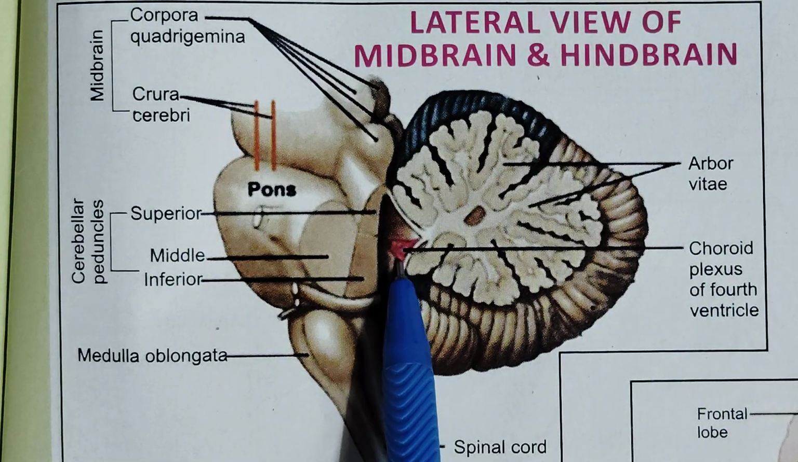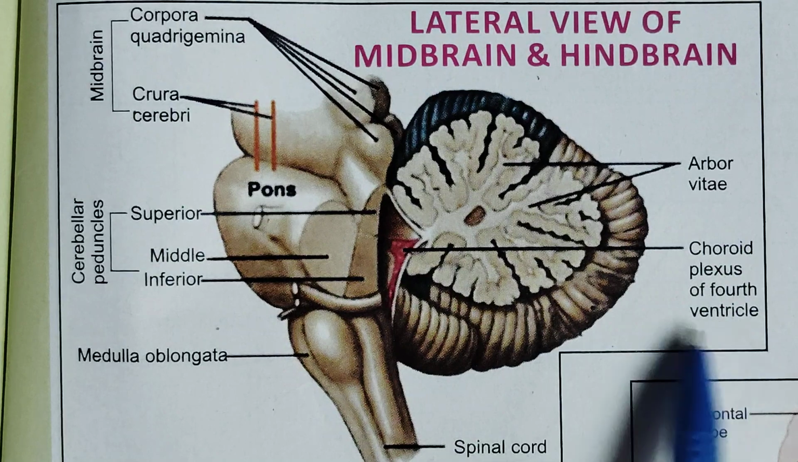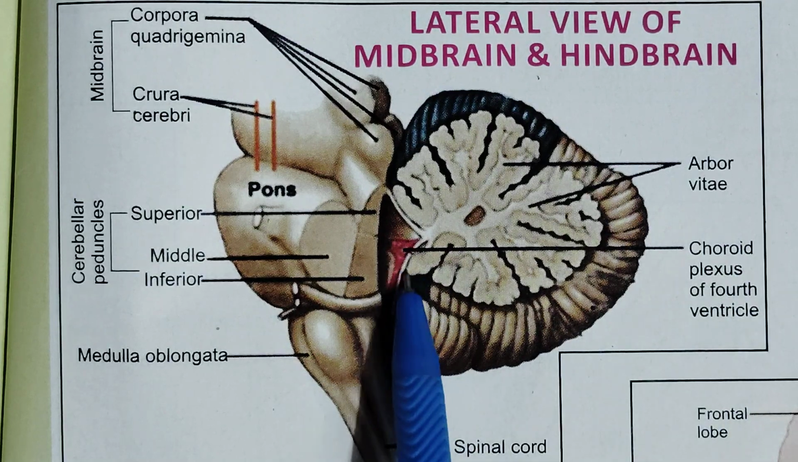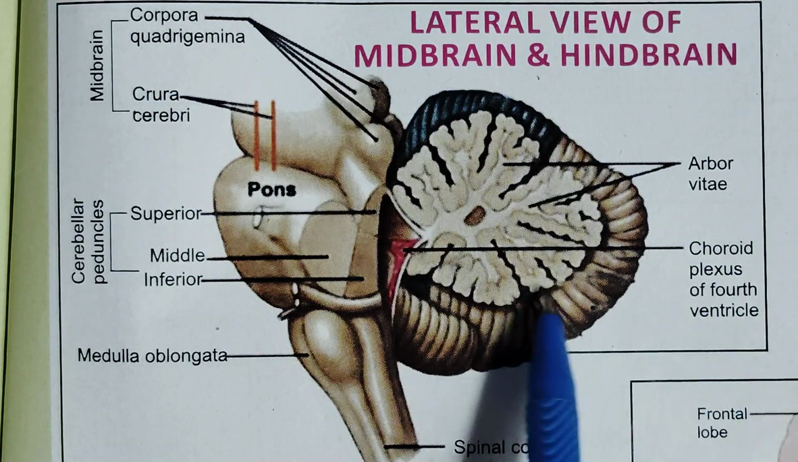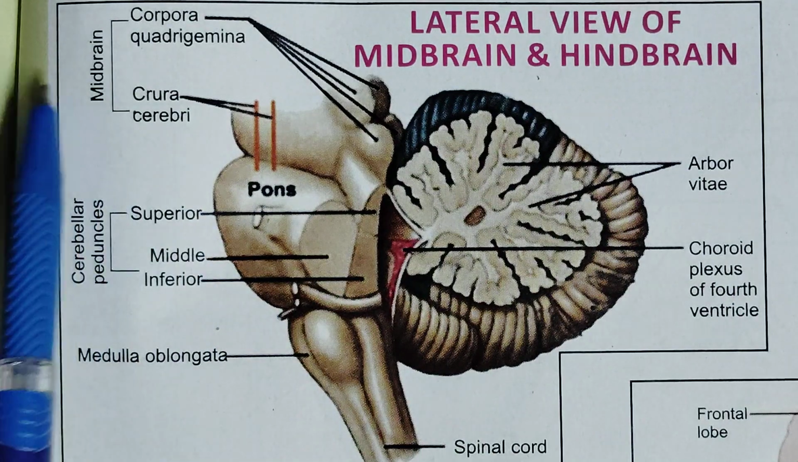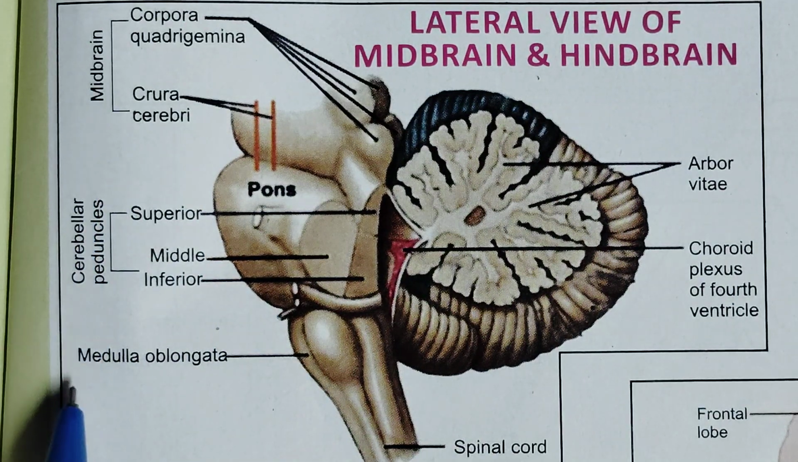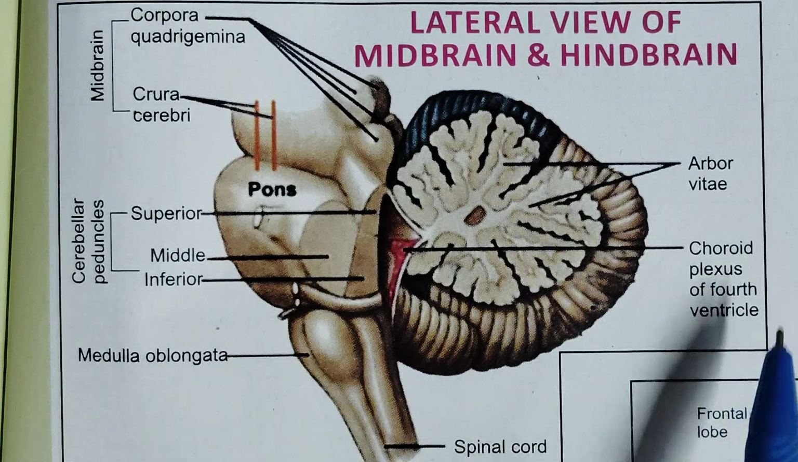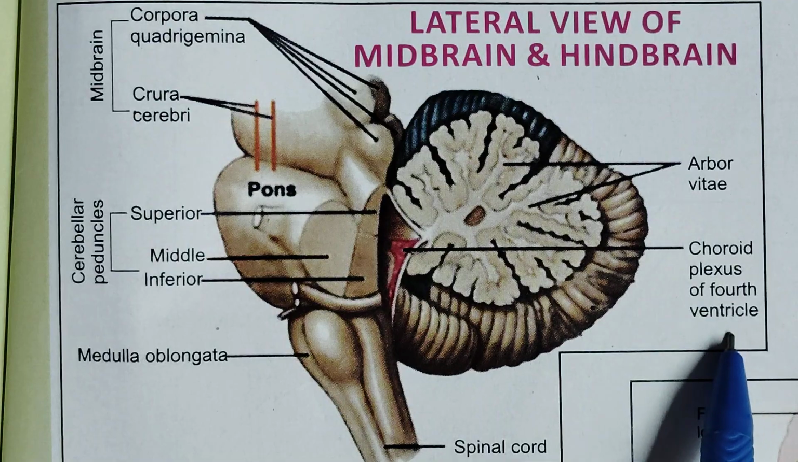Next is the red color choroid plexus of the fourth ventricle. So the lateral view of the midbrain includes the midbrain, cerebellar peduncle, medulla oblongata, arbor vitae, and choroid plexus of the fourth ventricle.